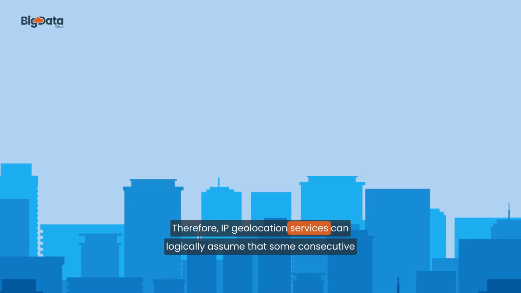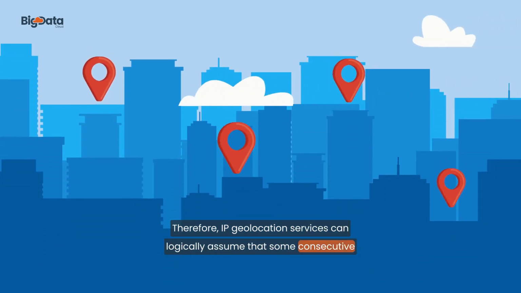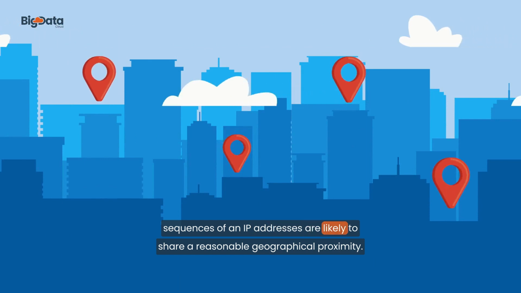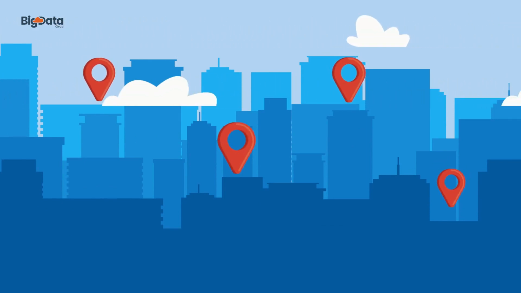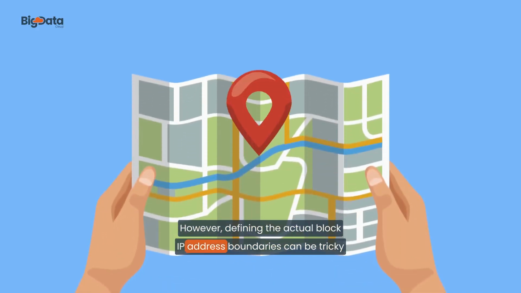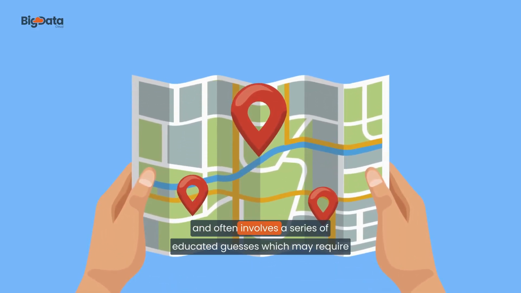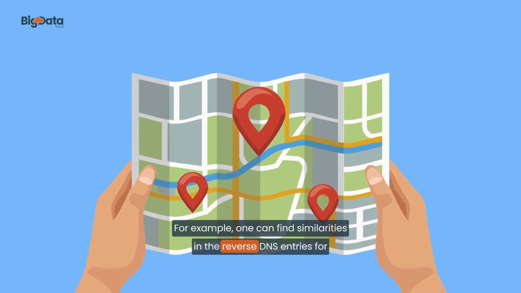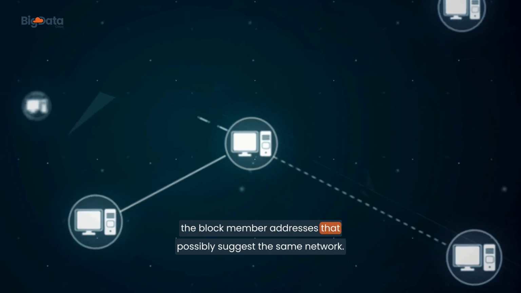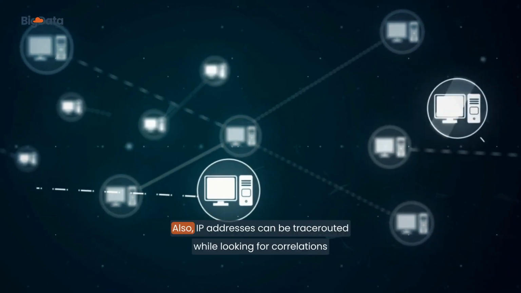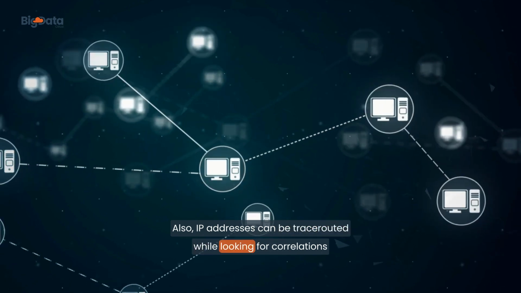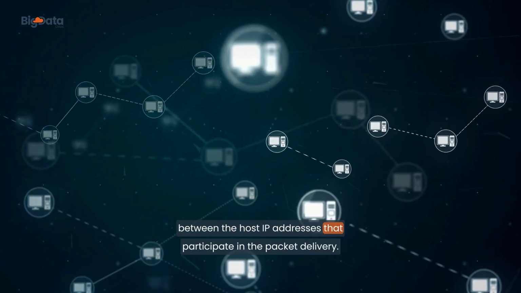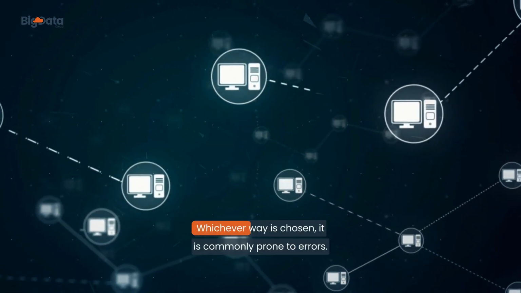Therefore, IP geolocation services can logically assume that some consecutive sequences of IP addresses are likely to share a reasonable geographical proximity. However, defining the actual block IP address boundaries can be tricky and often involves a series of educated guesses which may require intervention from human operators. For example, one can find similarities in the reverse DNS entries for the block member addresses that possibly suggest the same network. Also, IP addresses can be tracerouted while looking for correlations between the host IP addresses that participate in the packet delivery. Whichever way is chosen, it is commonly prone to errors.